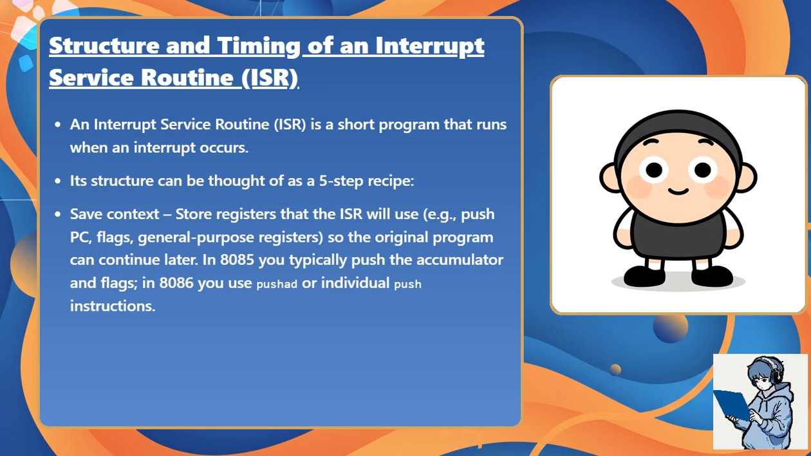Step 1: save context. Store registers that the interrupt service routine will use. For example, push program counter, flags, general purpose registers, so the original program can continue later. In 8085, you typically push the accumulator and flags. In 8086, you use PUSHAD or individual push instructions.